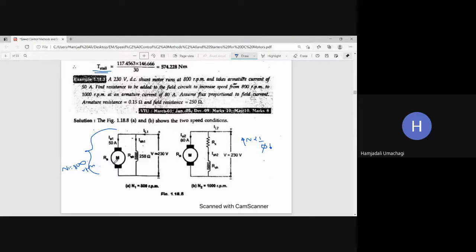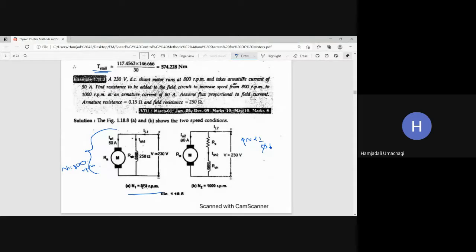Now draw this circuit diagram. Armature resistance Ra, initial armature current is 50 amps. This is the initial field current. Initial field winding resistance is 250 ohms. Voltage is 230 volts input voltage, and this is the IL1 value. Now this is for N1 equal to 800 RPM.